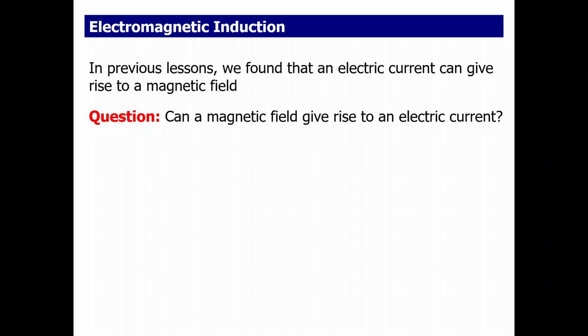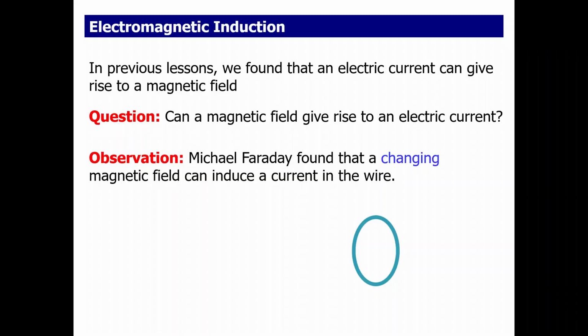But then the big question is, okay, so we know that currents can create magnetic fields. What about the opposite? Is it possible for magnetic fields to create currents? And what Michael Faraday found was that a changing magnetic field can induce a current in a wire.